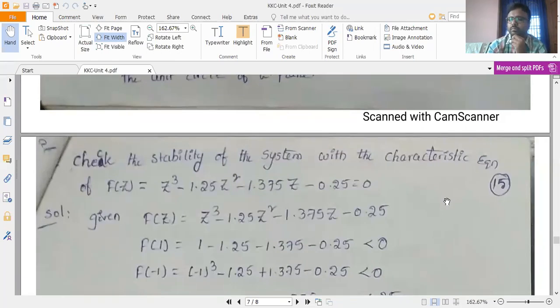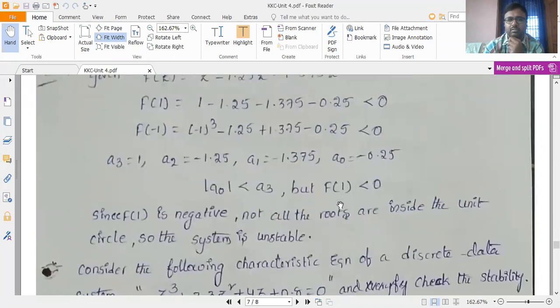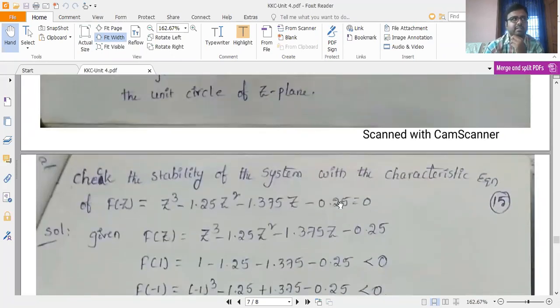Next, we are going to calculate the stability of the system for f of z equal to z cube minus 1.25 z square minus 1.375 z minus 0.25, which is the same table regarding the bilinear transformation. So we are about to close the class, because the time has been reached. In the next class, we will see this problem, and also we will solve different problems based upon the bilinear transformation method and the Jury stability method.